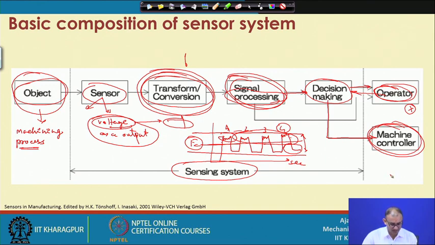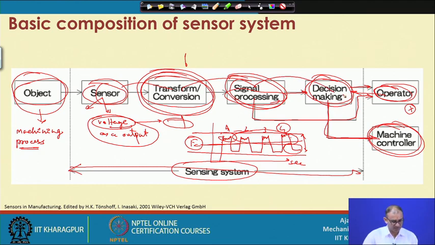In that way you can get things done, and signal processing can go directly to the operator also. You do not require any decision making in between these two. Decision making is required when you are using a machine controller. Otherwise, from the signal processing itself the operator will take the decision about what should be done in the machining operation or during the process. So, this is the sensor system. This is common for almost all sensors: you get the raw data, then you have transfer and conversion, then signal processing needs to be done, and then you take the decision.